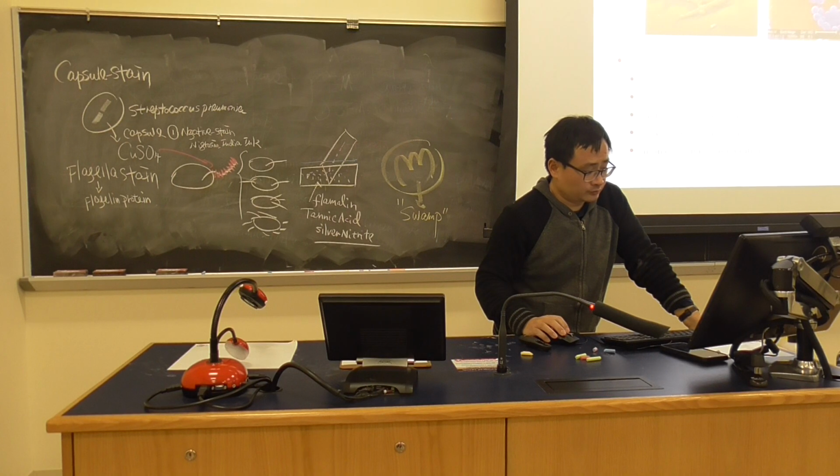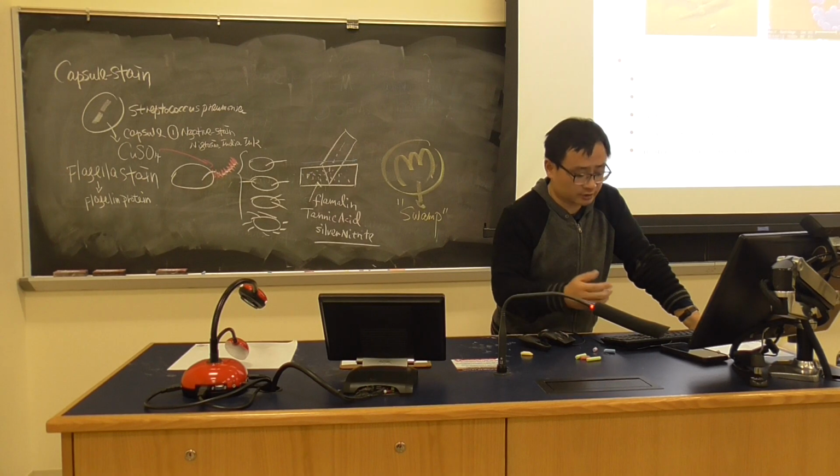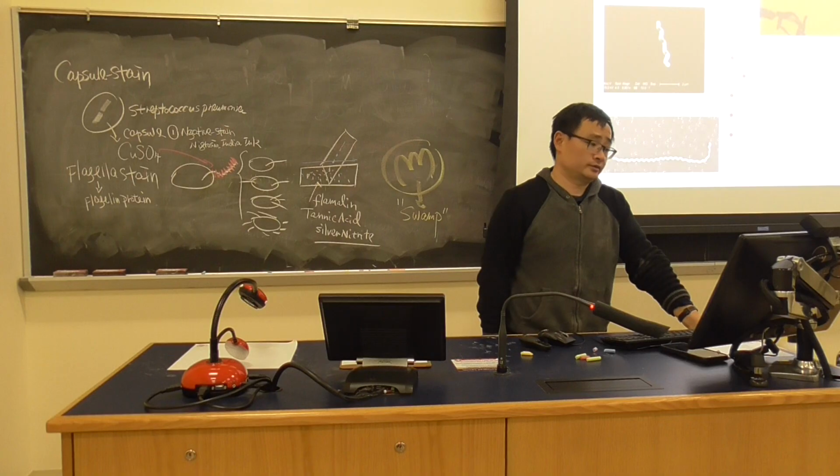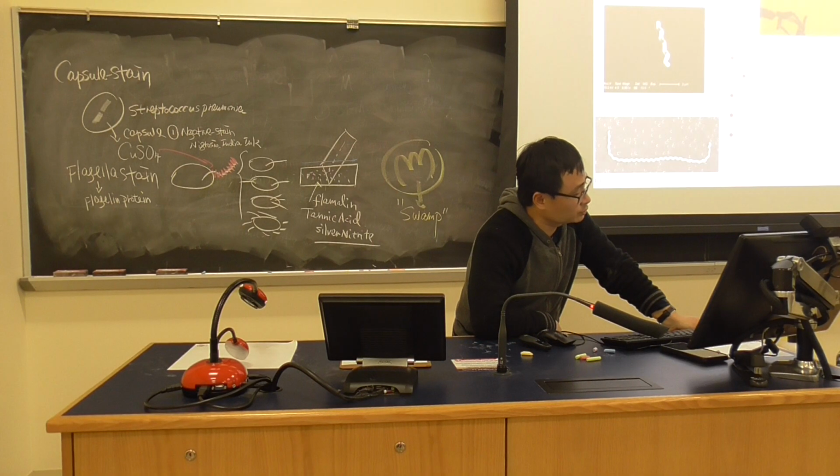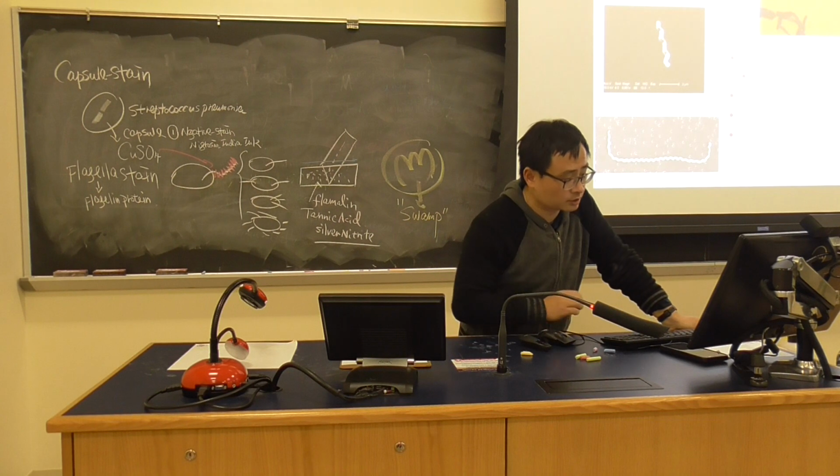Tetrad, we mentioned, is four cocci stacked together like a square. Micrococcus luteus is a tetrad, four of the cocci stacked together. Most of the bacteria are log shaped. We call it a bacillus. Some of the bacteria look like logs but also look like a coccus. We call it a coccobacillus.